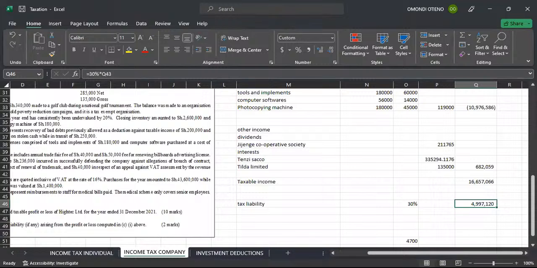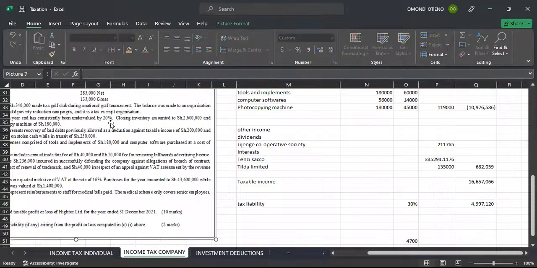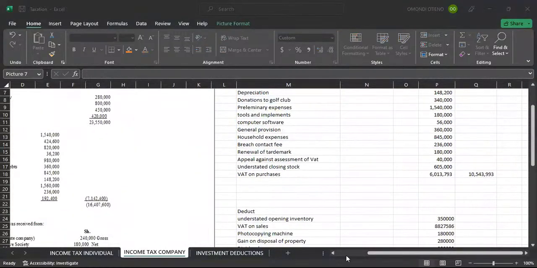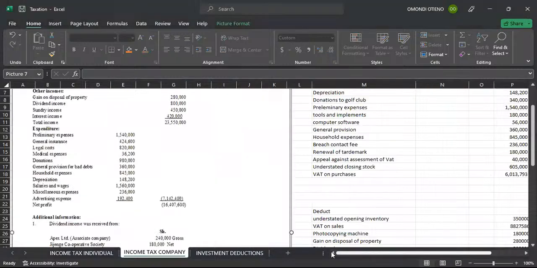How is it coming to positive? Sasa nimeuliza watu wanipatie this answer here. The total or the gross profit that these people have here is 23,550,000. And these are the expenses that they have subtracted from this gross profit, which is having a total of 71,42,400.